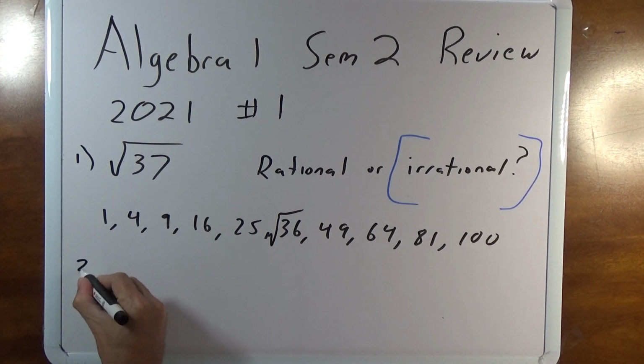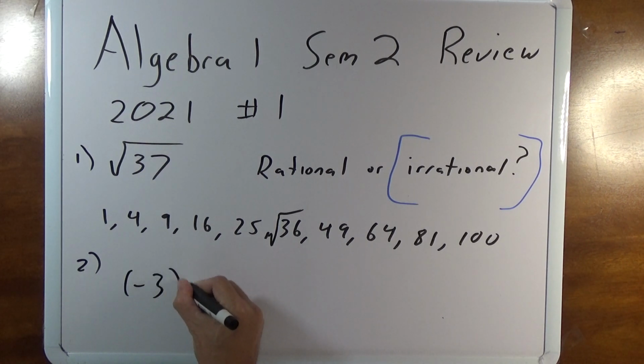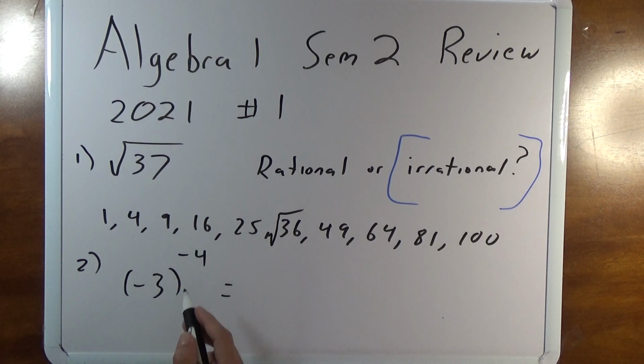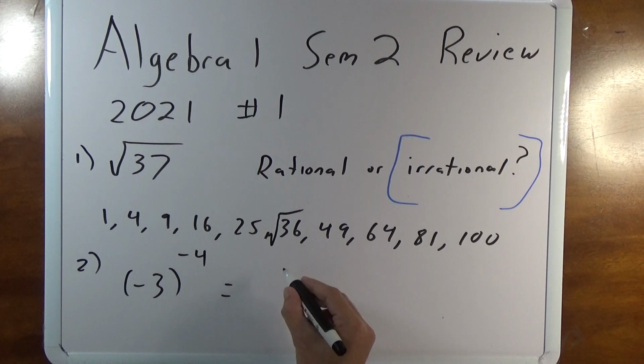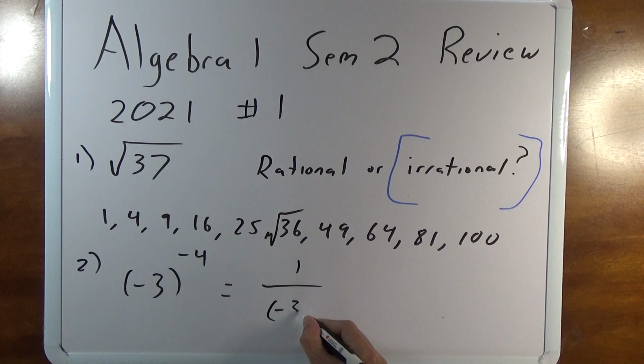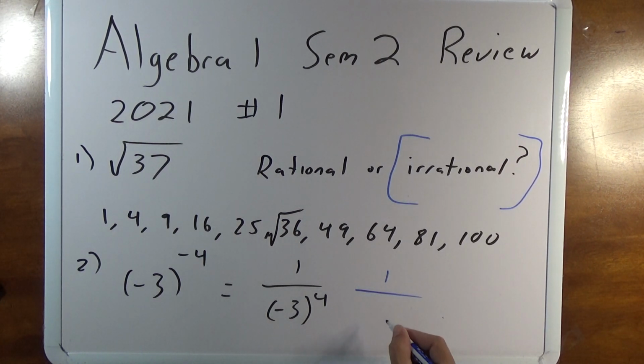Okay, number 2 says -3 to the -4th power. So first let's make that into a positive exponent. So this is equal to 1 over -3 to the 4th power. And a positive or negative number raised to an even power is going to be positive. So this is 1 over 81.